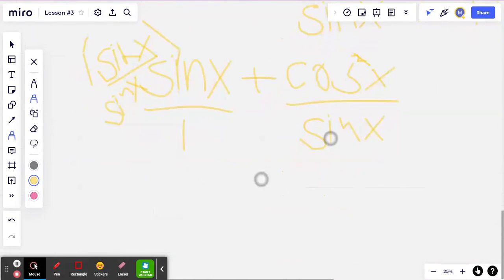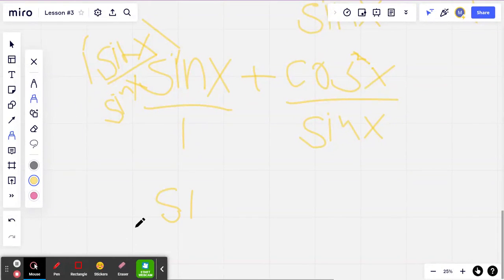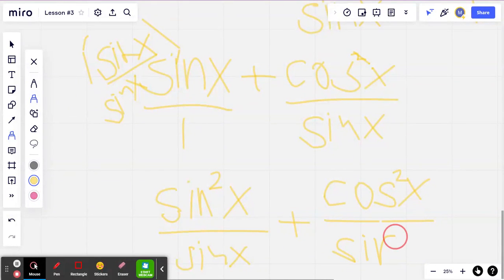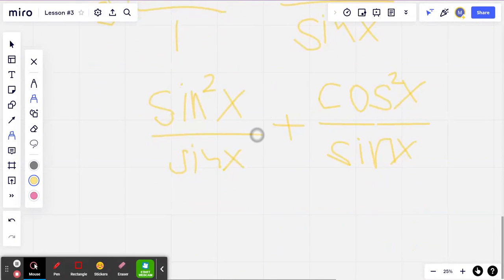Like so. We would get sine squared x, because sine x times sine x is sine squared x, over sine x, plus cosine squared x over sine x. Now that they have the same denominator, we can treat this as essentially one fraction. So it would really be sine squared x plus cosine squared x on the numerator, and on the denominator just sine x, because we turned it into common denominators.